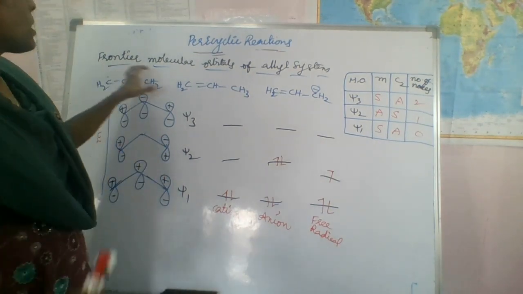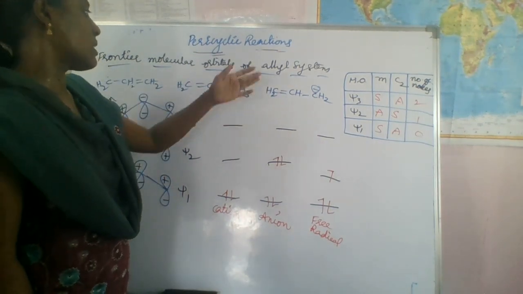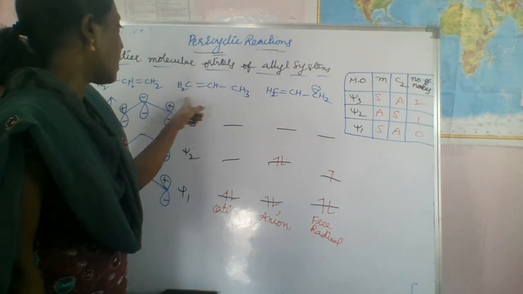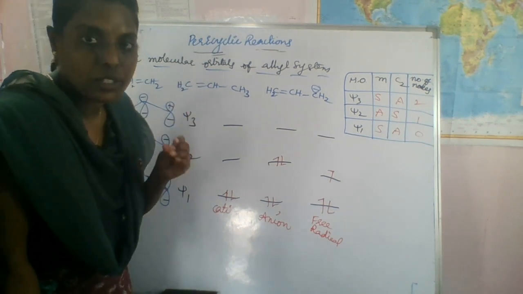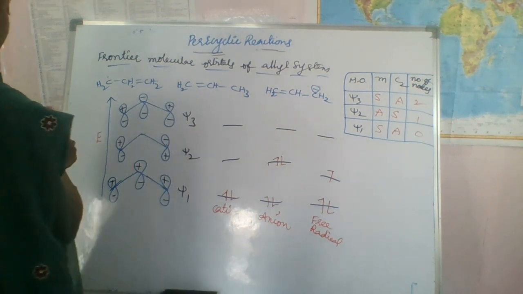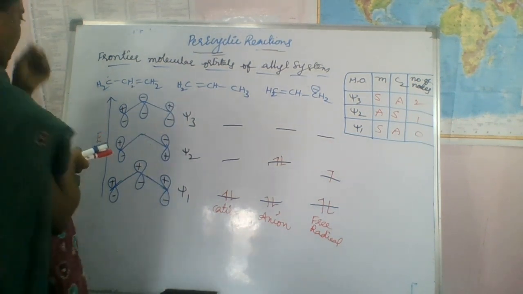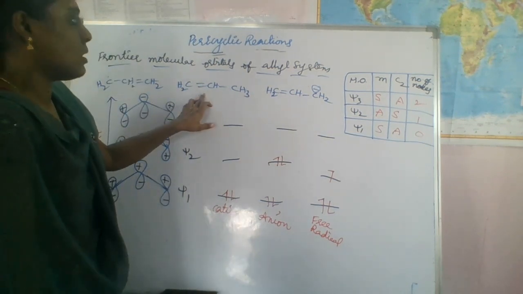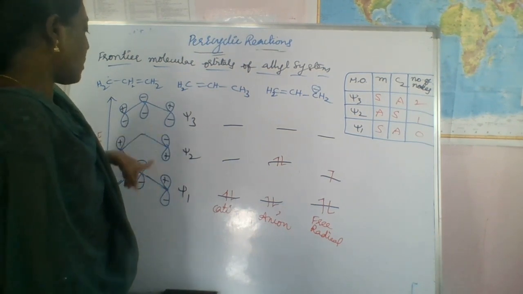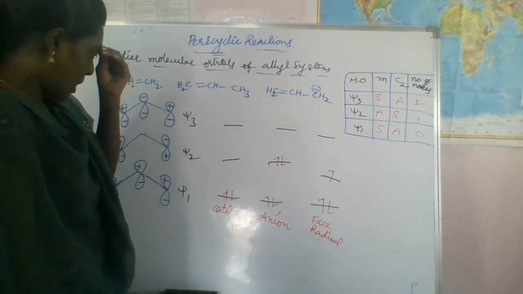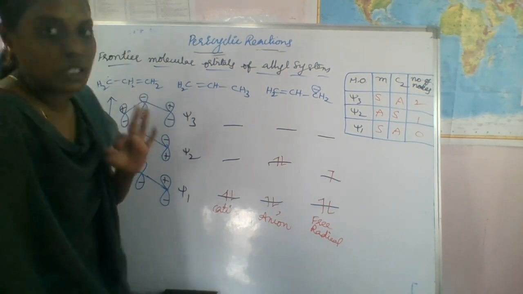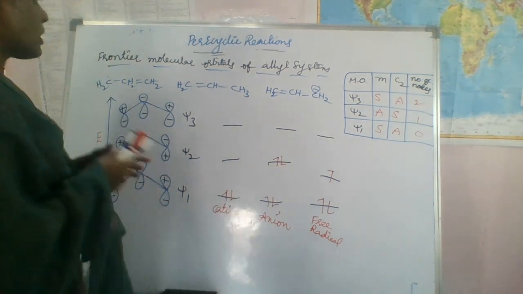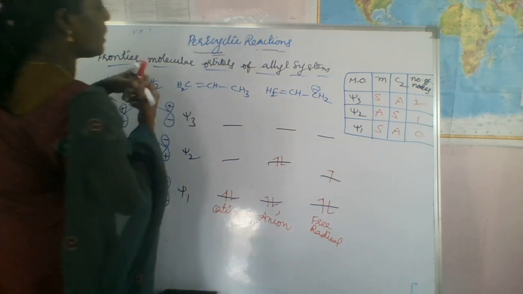So these are the frontier molecular orbitals of the allylic system, right? Allyl system means what? It is having 3 carbons with 1 double bond, right? Okay. So if you see here, there is 1 double bond. But for this one actually it is having 3 pi orbitals. Here it exists in 3 forms, right? Cation, anion, free radical, right? Okay. Cation, anion and free radical.